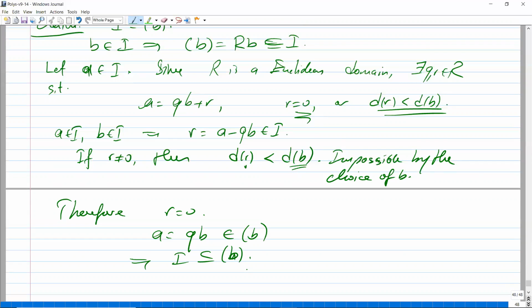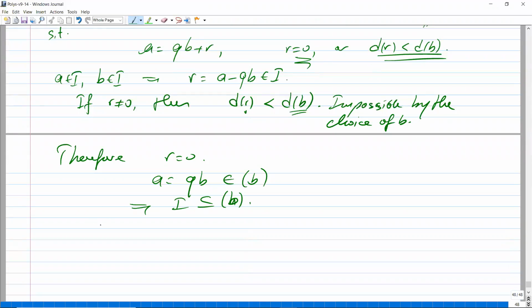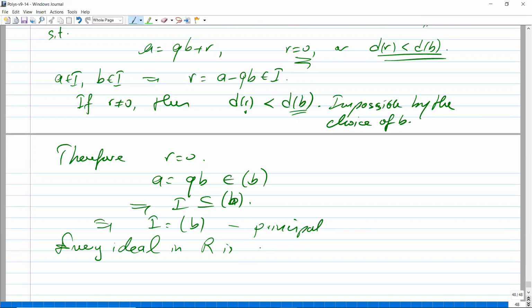So therefore I is equal to this. This is a principal ideal. So that means every ideal in R is principal. Principal means generated by a single element. Therefore, R, the Euclidean domain, is a principal ideal domain. That's it.